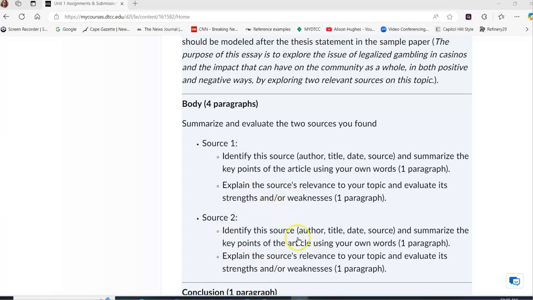Then you'll repeat that same process for source 2. You'll first identify your source, summarize the key points, and then do a paragraph that evaluates source 2. So again, go back to the planner that you completed. All of this is already on your planner.